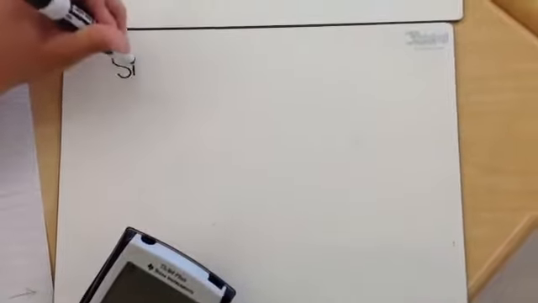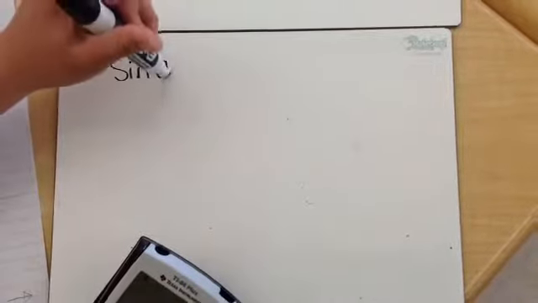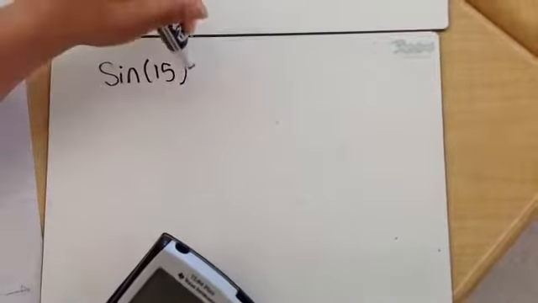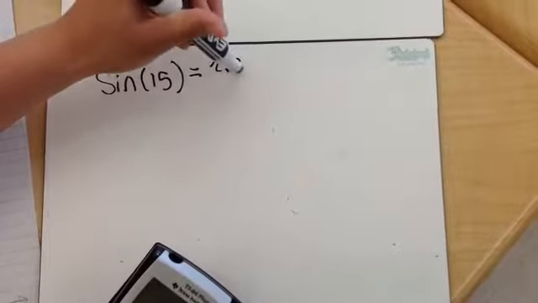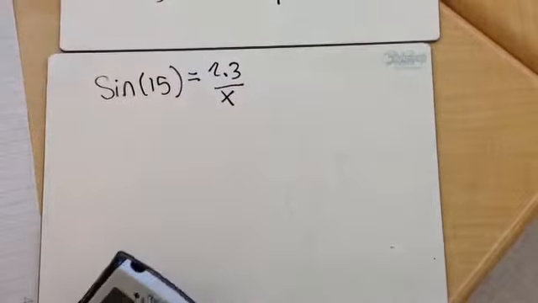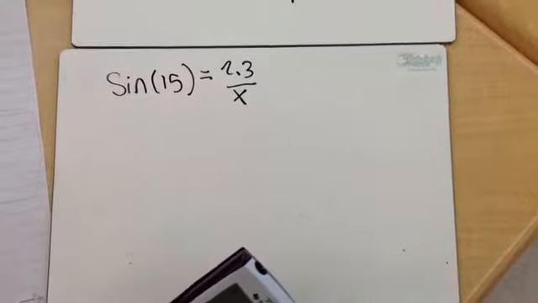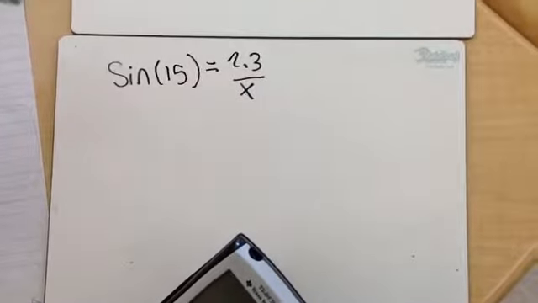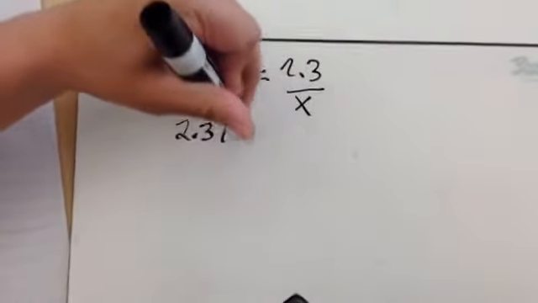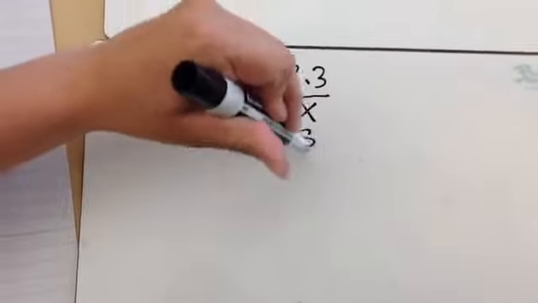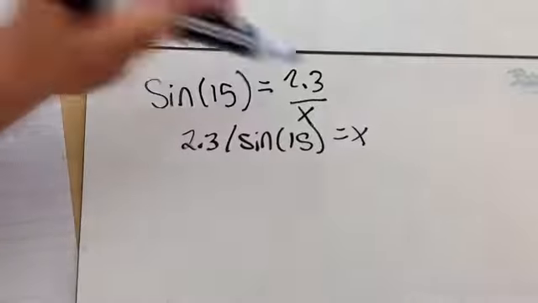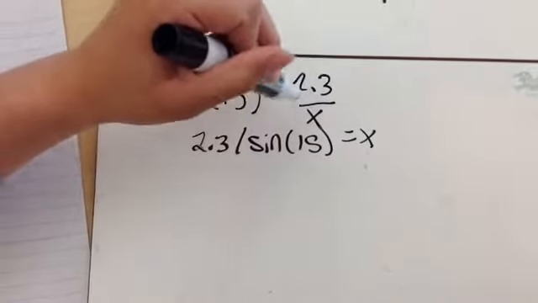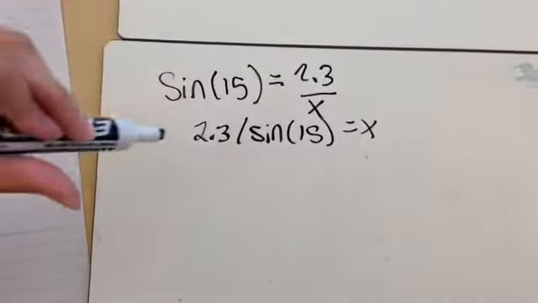So we have to go and solve it now. And you can use your calculator, but to set it up, you just write sine, and then you put 15 next to it, and then set it equal to 2.3 over x, because that's your opposite over hypotenuse. That's what you're trying to find. And then you do 2.3 divided by sine 15, because you want to divide 2.3 by sine. Let's do that to get the right answer.